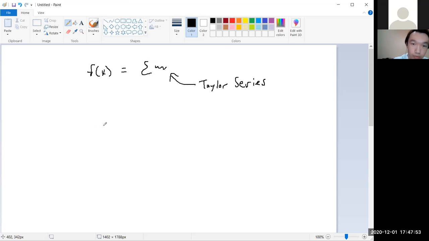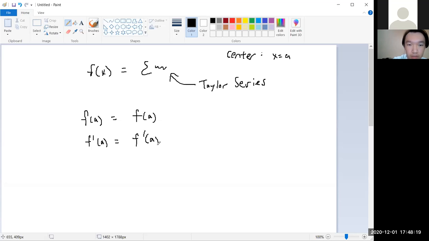Let's say the center is A. So the center is x equals A. What's going to happen is you're going to have f of a equal to f of a here, and you're going to have f prime of a equal to f prime of a for the Taylor series. And then you're going to have f double prime of a equal to f double prime of a here. So basically, you're just trying to match all the derivatives from the left-hand side to the right-hand side. So that's how a Taylor series works.